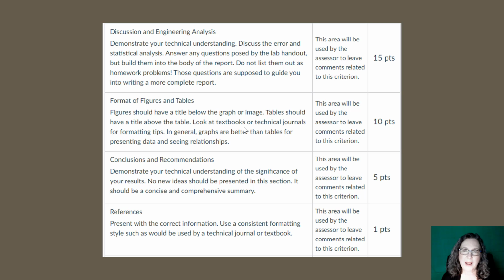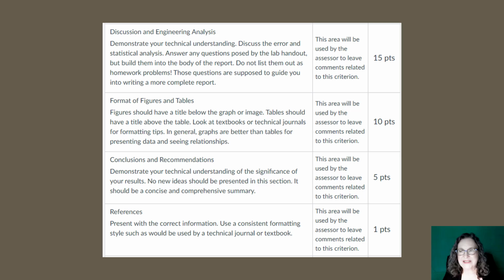And then you're going to wrap up your paper with conclusions and recommendations. So again, you're demonstrating technical understanding with the conclusions you draw. Okay? You're not going to be presenting new information here. You're going to take the most salient information out of that discussion and engineering analysis section, and you're going to pull that into your conclusion.